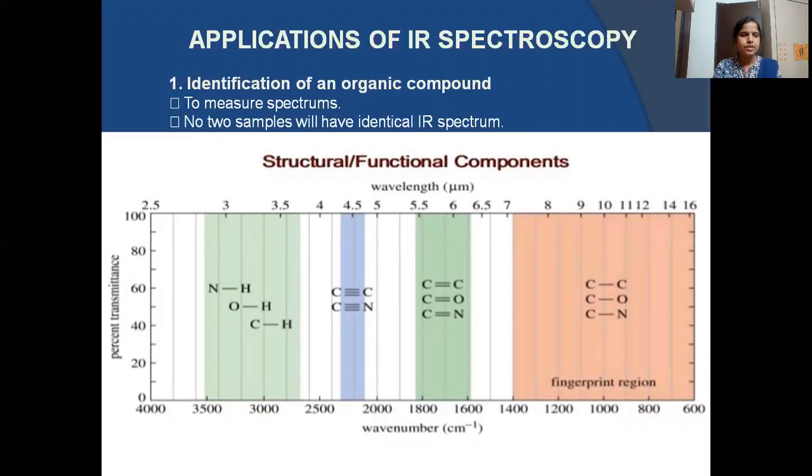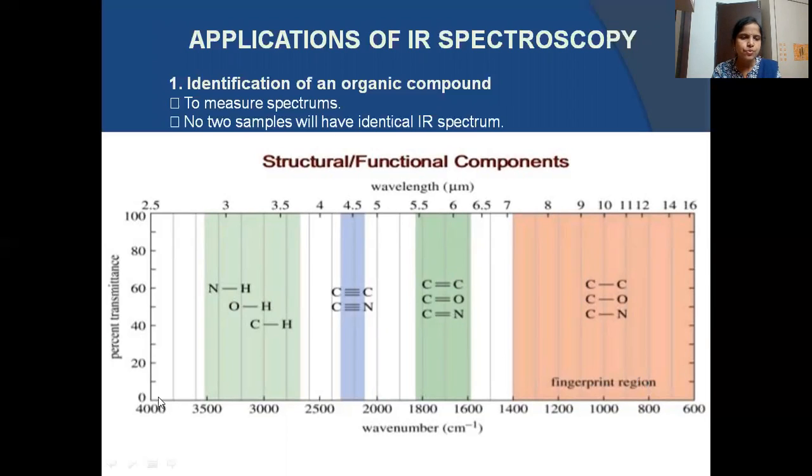In this case, you can see from 3500 to nearly 3000, all these functional group stretching vibrations we can observe in this region: NH, OH, CH. Whereas C triple bond C and C triple bond N are observed in the region from 2000 to 2500. Then C double bond C, C double bond O, and C double bond N we observe between 1600 to 1800. And the region below 1400, we call it the fingerprint region.